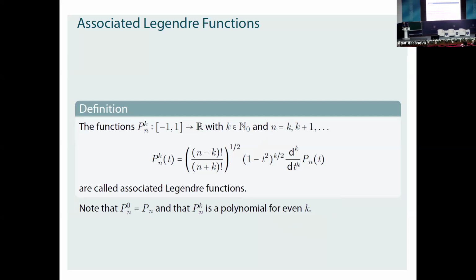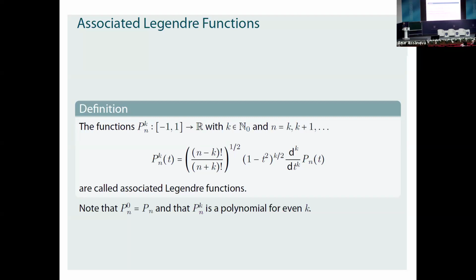If you rewrite these in terms of the angle theta, then 1 minus t squared would be 1 minus cosine squared, which is sine squared, and that means it's sine to the power of k, but it's then not a polynomial in this representation here.